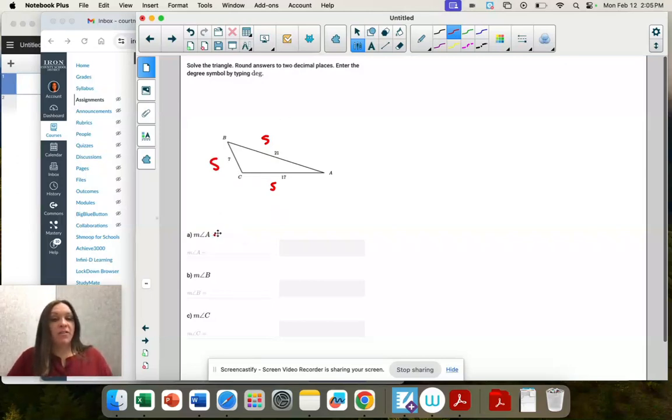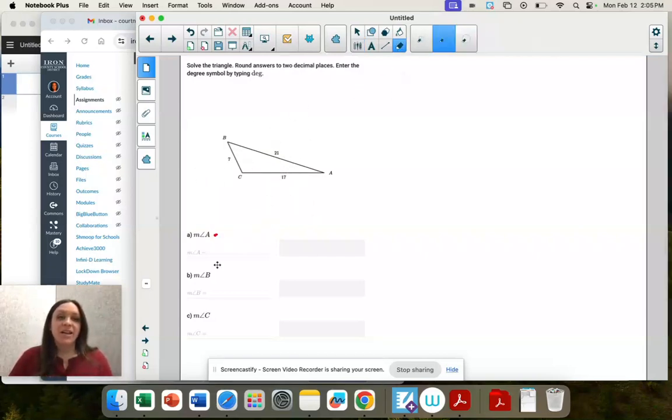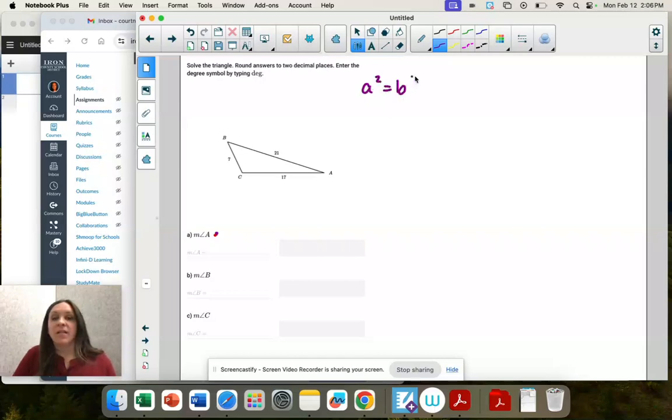Once we find the first angle, we can switch to law of sines, and then we can just subtract from 180. So let's start with angle A. And if you look at your 3 options for law of cosines, only one of them has angle A. And it is this one, 2BC times cosine of A.